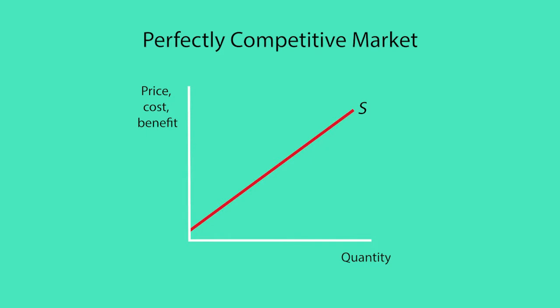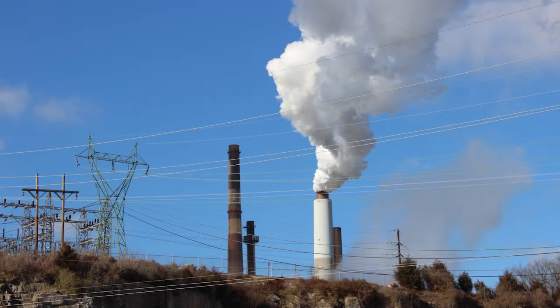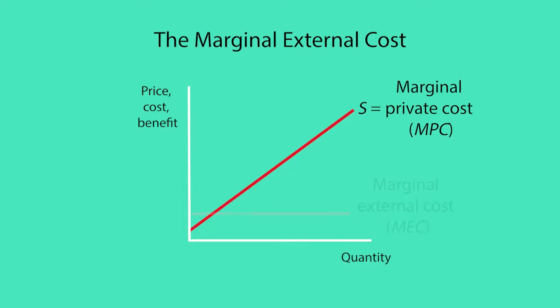Recall that for a perfectly competitive market, the market supply curve indicates the marginal cost to firms of making each unit. Here we'll call that marginal cost the marginal private cost to distinguish it from other types of marginal cost. For a good with a negative externality, we can measure the marginal external cost, which is the external cost per unit of the good causing the externality. Consider lighting, which consumes about 7% of the electricity in the United States. If electricity is generated using a process that pollutes, the marginal external cost adds to the marginal private cost paid by the firms that produce the energy.